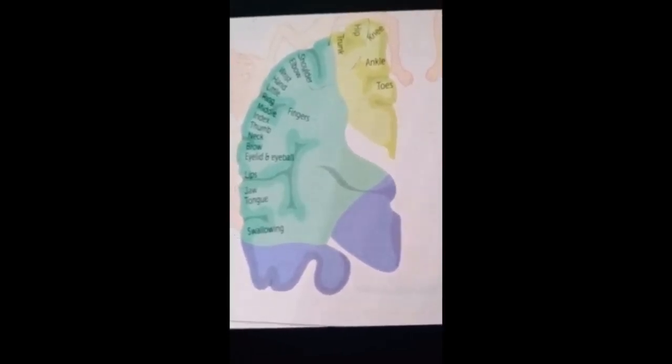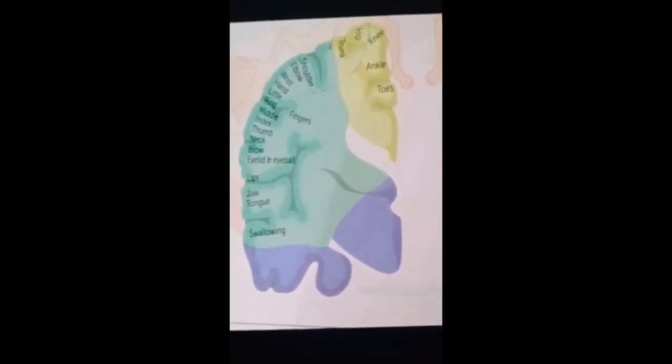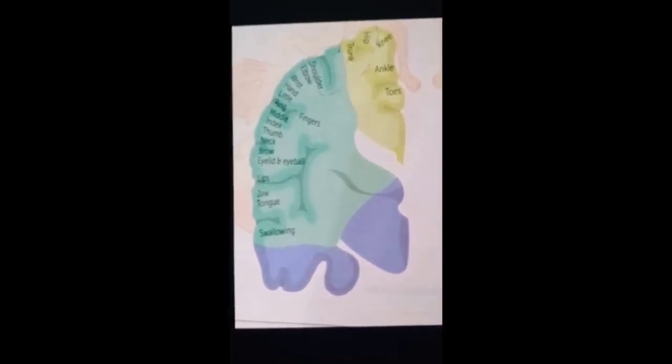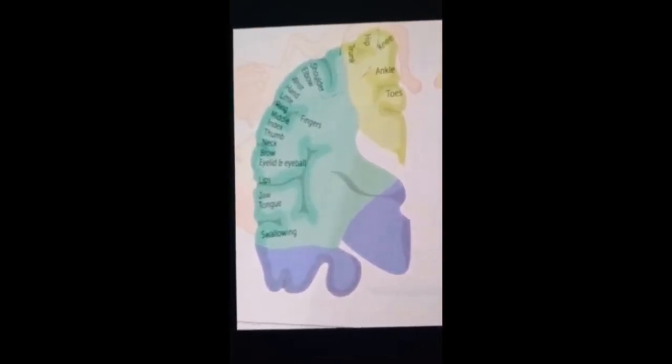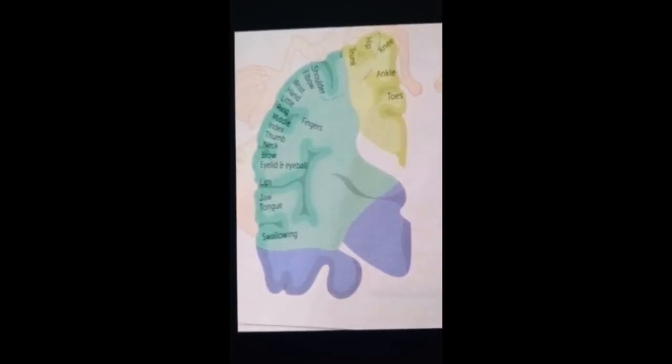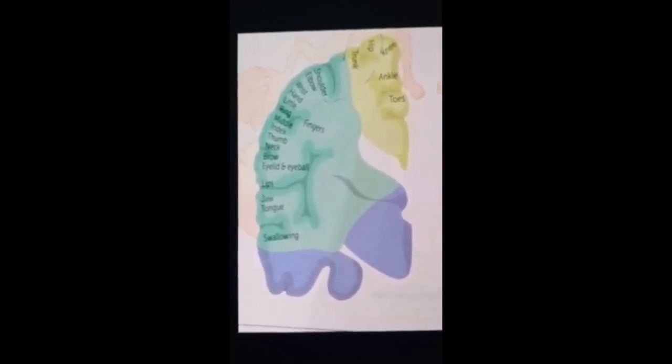Now this image will give you more clarity, like the medial portion: toes, ankle. Toes lie most inferiorly, after that ankle, knee, hip, trunk, and these are the most medial ones. Then shoulder, elbow, wrist, hand, little finger, ring finger, then you can see. So let's just view this picture.